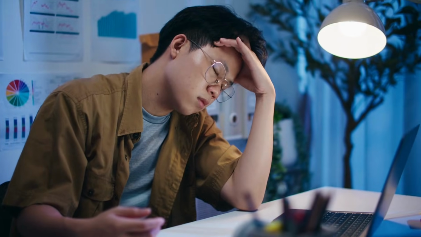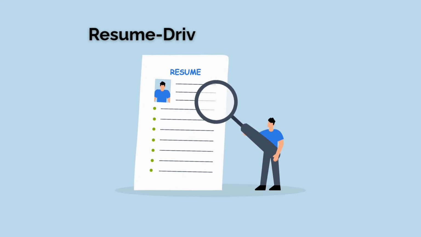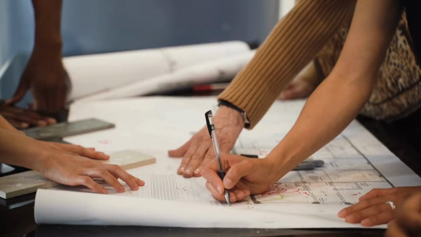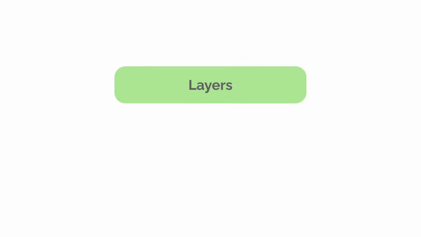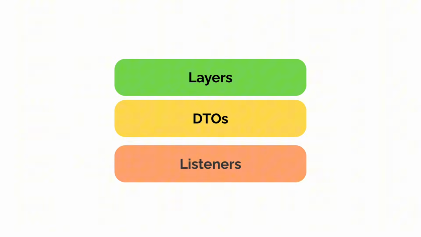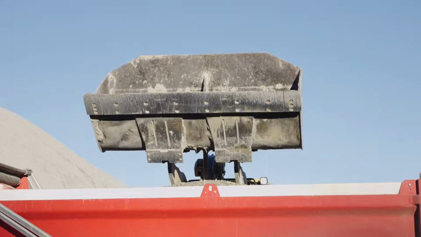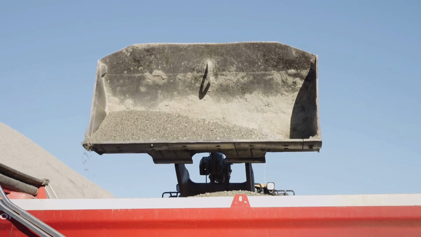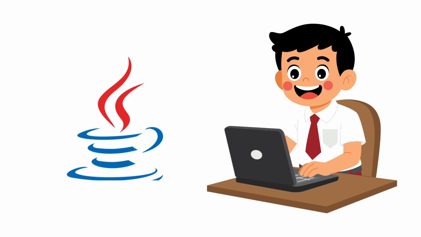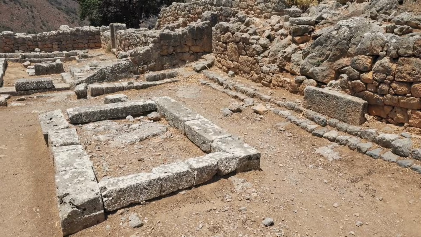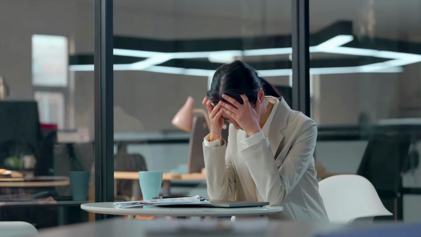Why do we keep making these mistakes? It's often resume-driven development. We want our clean architecture to look good. We use layers, DTOs, and listeners. We spend so much time on the patterns that we forget the database. We treat the database like a dump bucket. We think we can fix everything in Java code, but the database is the only thing that lasts. Your Java code will be deleted in a few years, but that corrupted data will stay in the system for a decade.